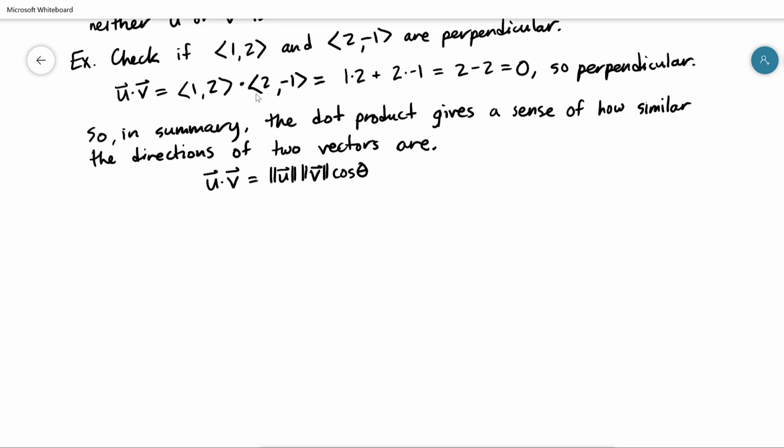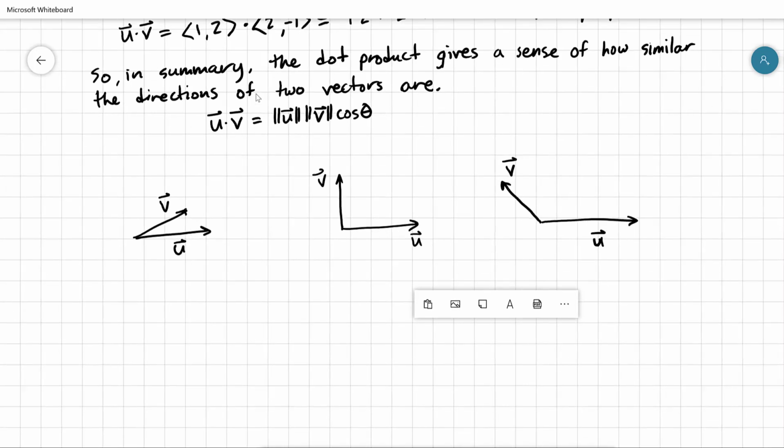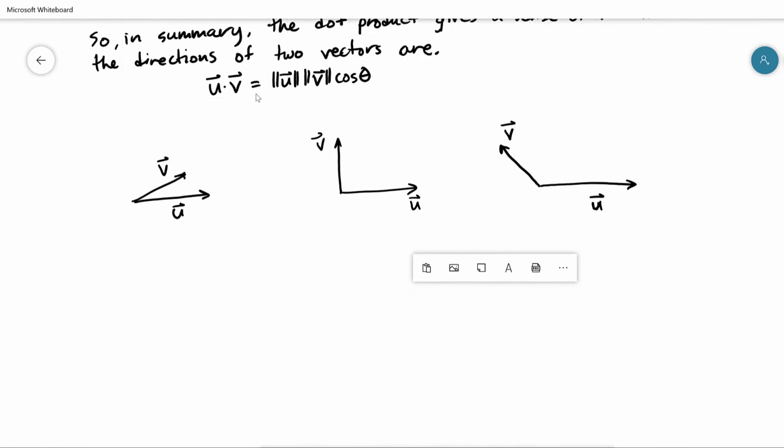So let's look at a couple cases. Here's u, here's v. In our second case, here's u, and here's v. And in a third case, here's u, and here's v. Let's think about these cases. Start with this one here, assuming that is indeed a 90-degree angle. What do we know for a fact this dot product is going to be? It's going to be 0.